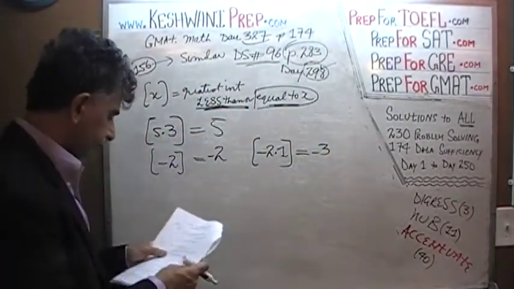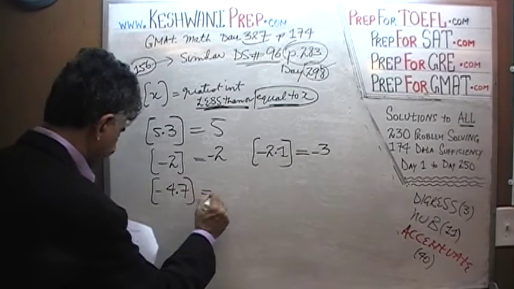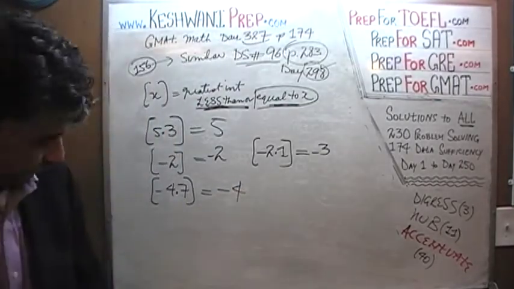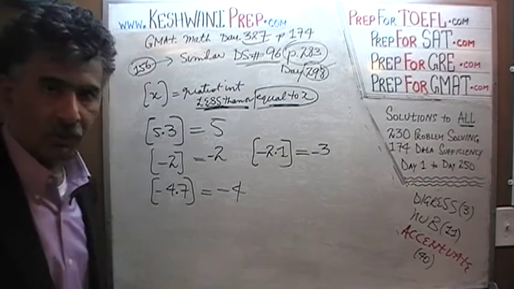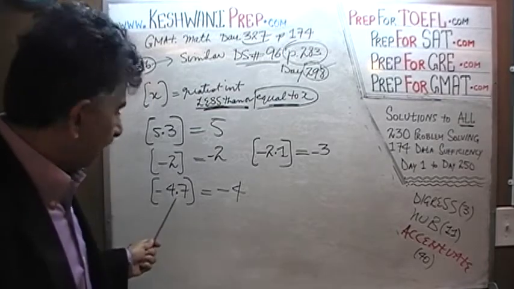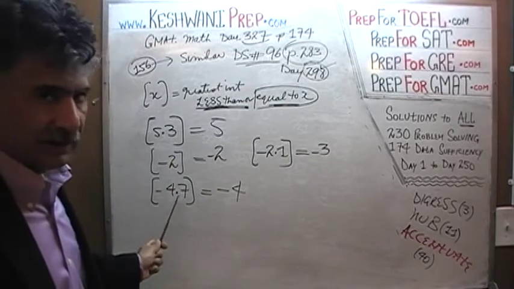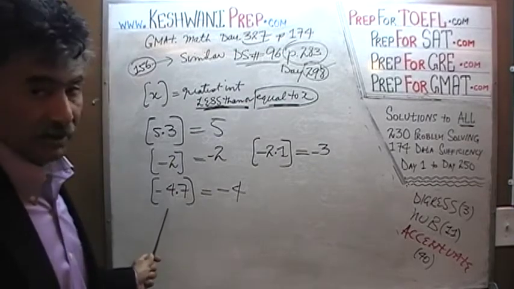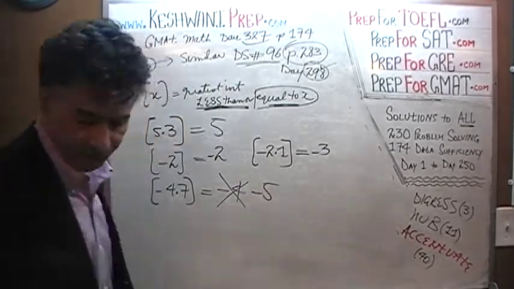Let's do one more. How about this one? -4.7. -4.7, of course, is going to be -4. Yes, you're absolutely right, that's wrong, isn't it? The largest integer that we can find that is less than -4.7 is not -4. -4 is actually more than -4.7. This answer is wrong. It is -5.